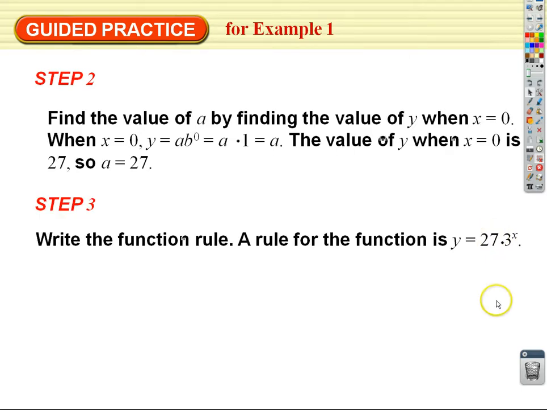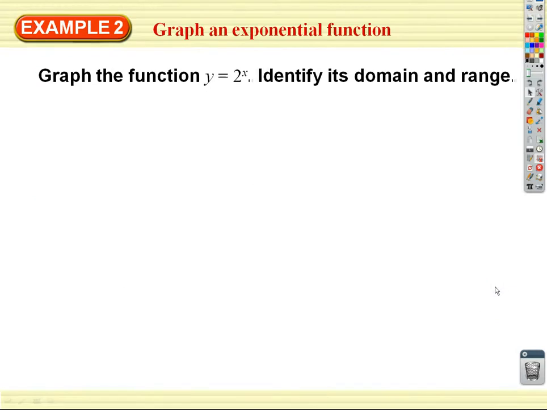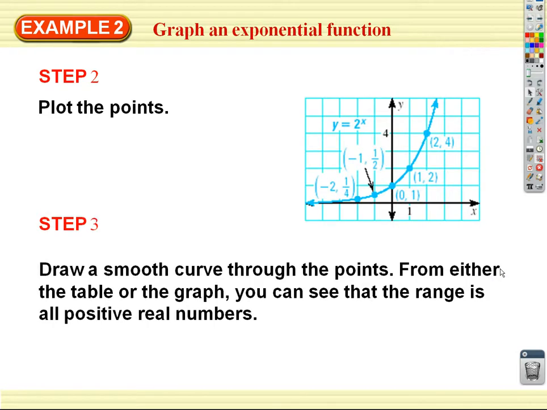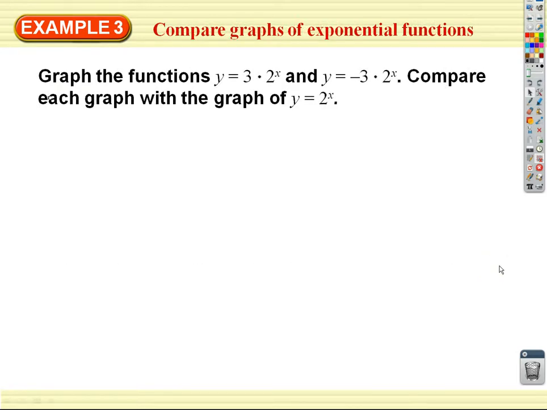Okay, and this is the same answer. Okay, we already actually graphed this one, and we identified its domain and range. So I'm going to skip through these. Okay, and then let's try this. If we're going to graph the functions 3 times 2 to the x and negative 3 times 2 to the x, and then compare them, what's that going to look like?